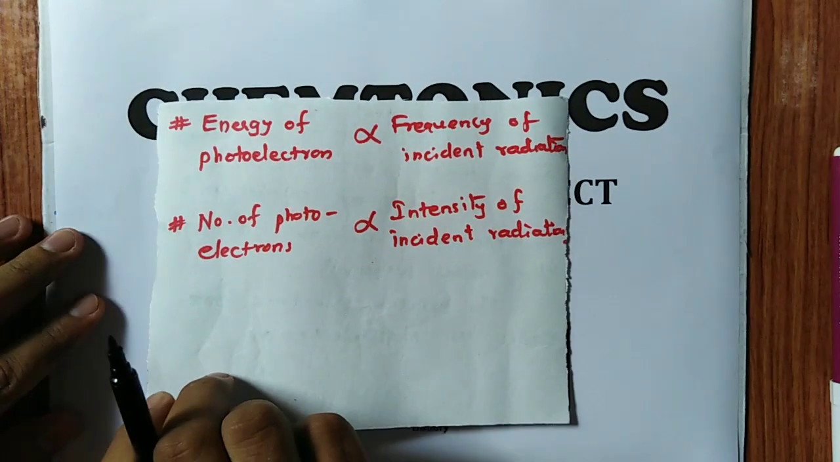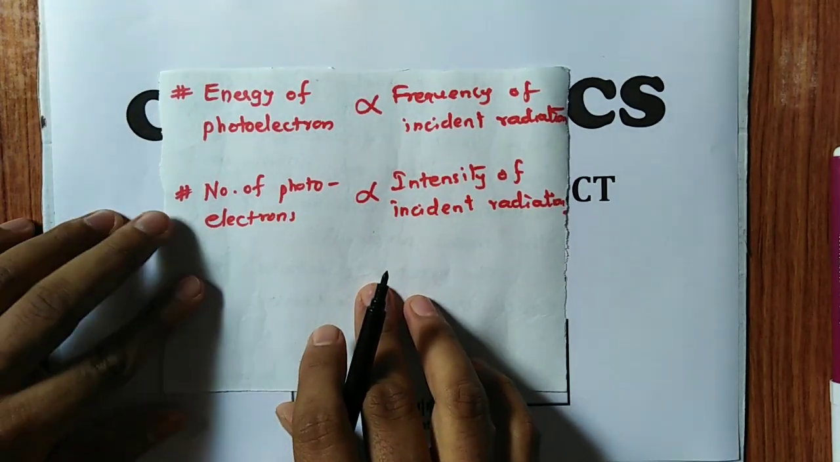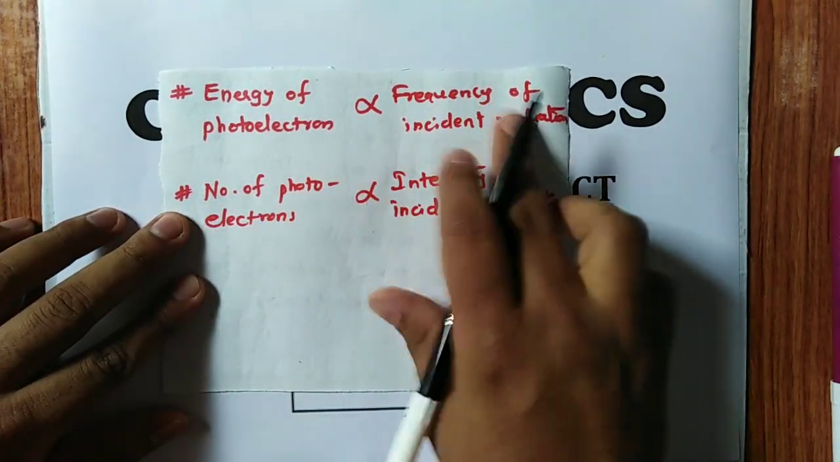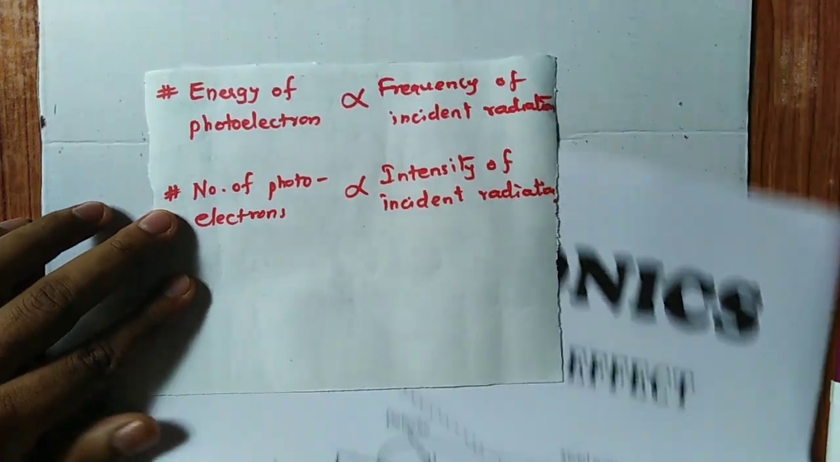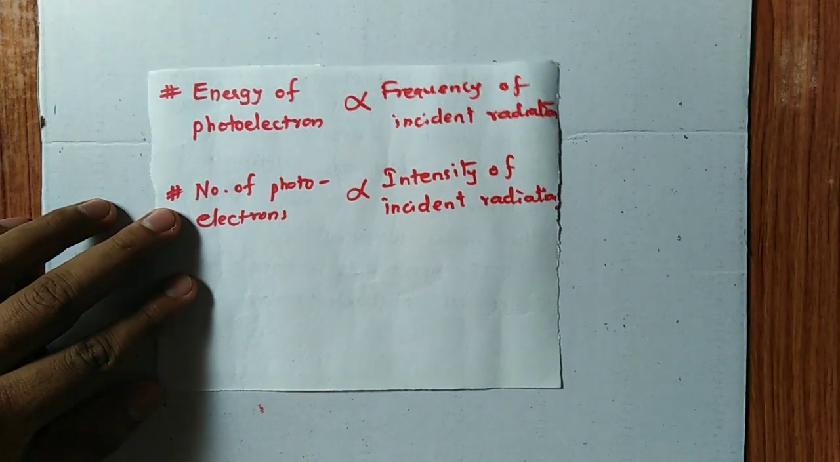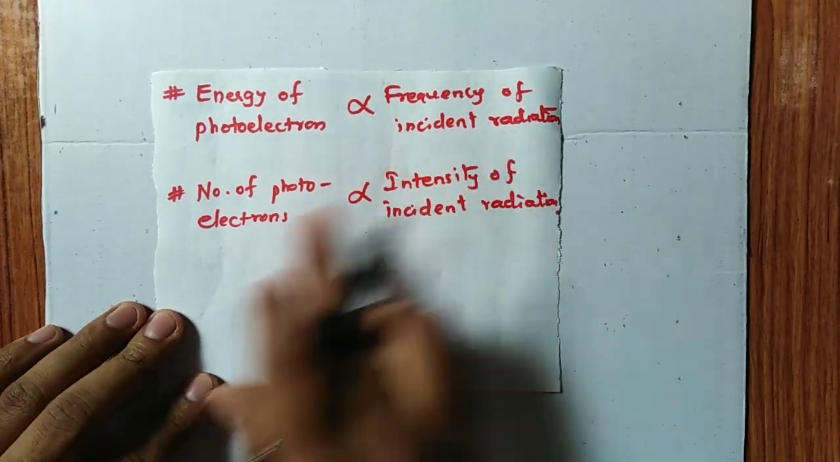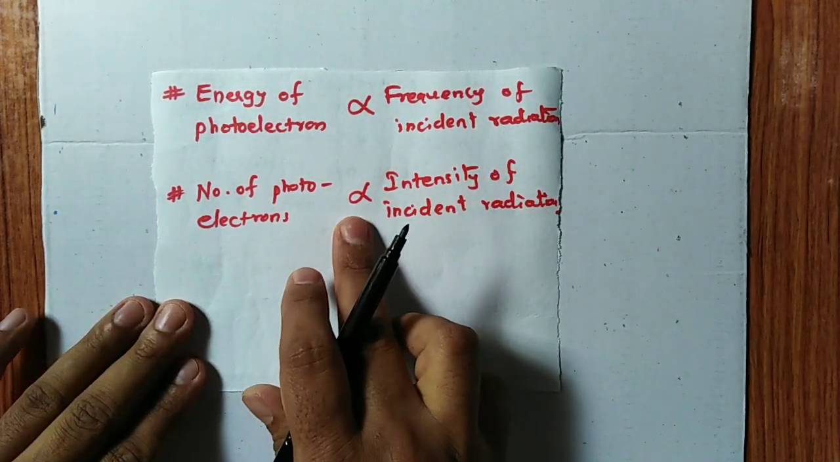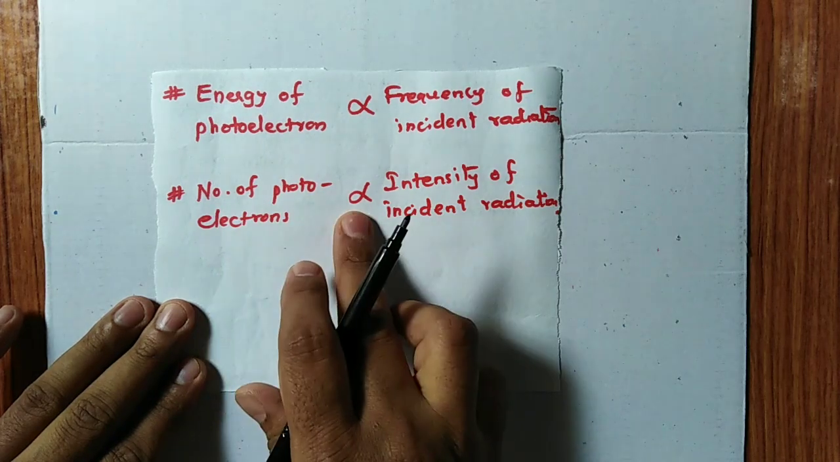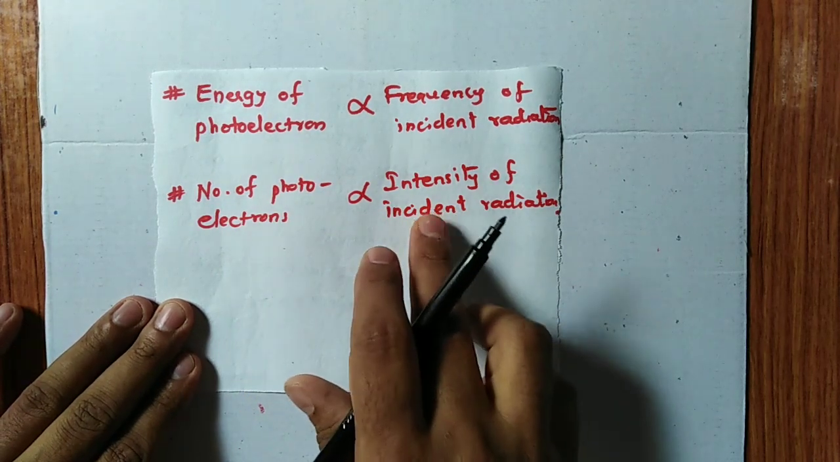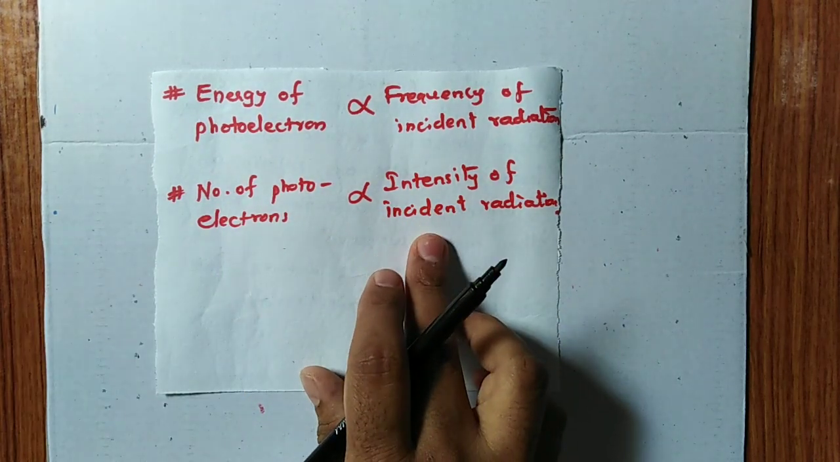In this case, remember always: the energy of the photoelectron is directly proportional to the frequency of incident radiation, and the number of electrons ejected is directly proportional to the intensity. Very important point. Remember that.